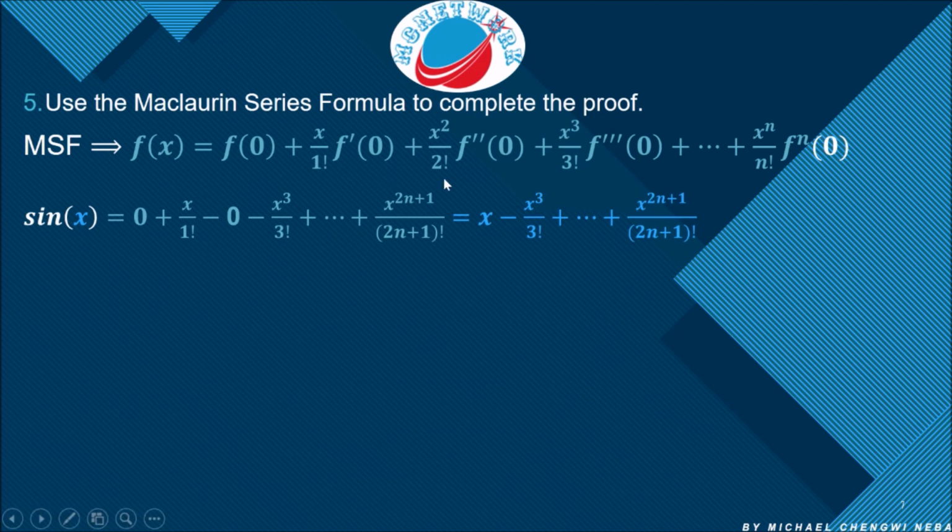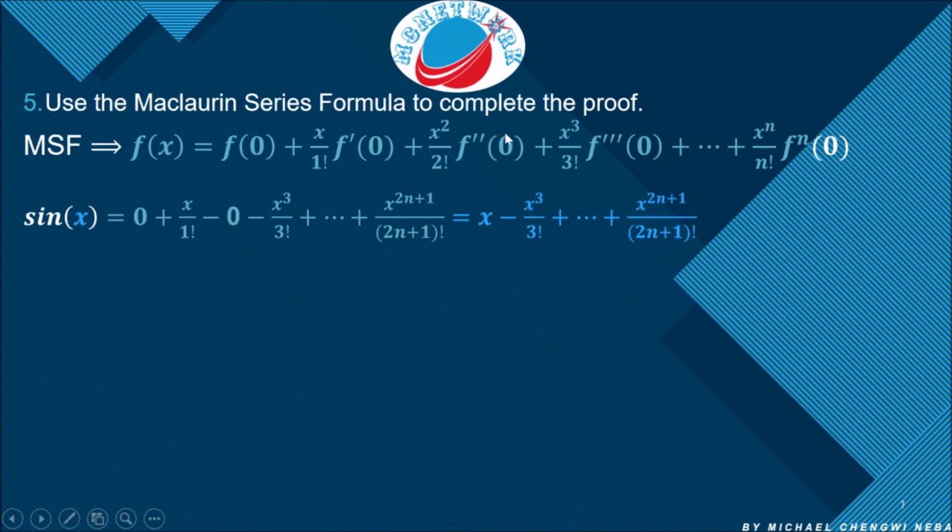If you derive cos x, it means you are deriving sine x 2 times. So if you derive cos x, you are going to have negative sine x. And if you substitute 0, you are going to have 0. And you multiply 0 by this expression will give you 0, because 0 multiplied by anything will give you 0. That is why the third term is going to be 0.